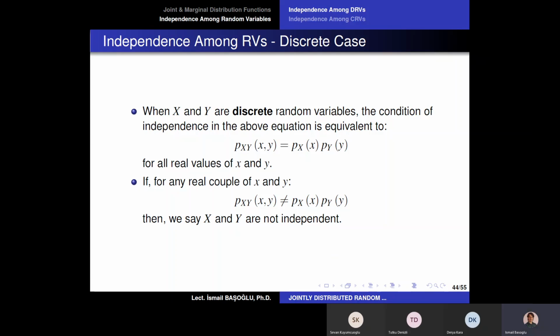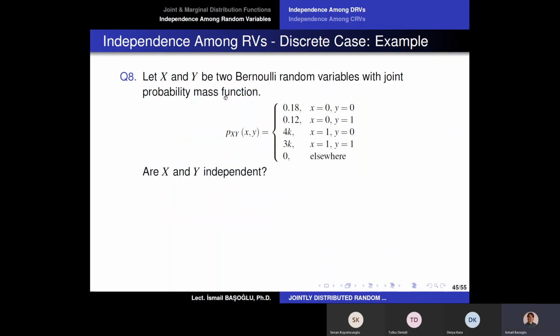My friends, usually we use the term not independent. So we do not say X is dependent on Y or Y is dependent on X. We usually use the term X and Y are not independent. Okay? So they are either independent or not independent. There is no terminology such as dependent. Now we are going to see if these two random variables, X and Y, are independent or not.